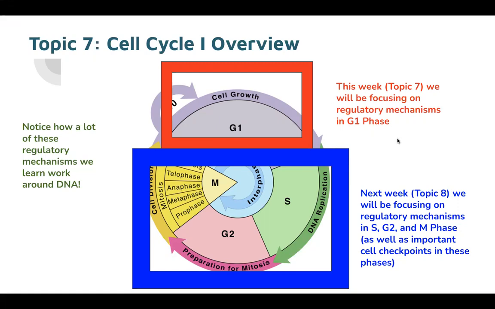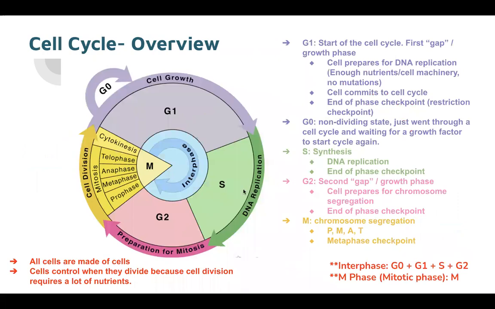Okay, so this is the overview of the cell cycle. We have these 4 distinct phases. I'll start up here with G0. G0 we define as a non-dividing state, right? Usually the cell just went through the cell cycle and is waiting for a growth factor signal to actually enter G1. Once the cell receives that growth factor signal, the cell is going to be in G1 phase.